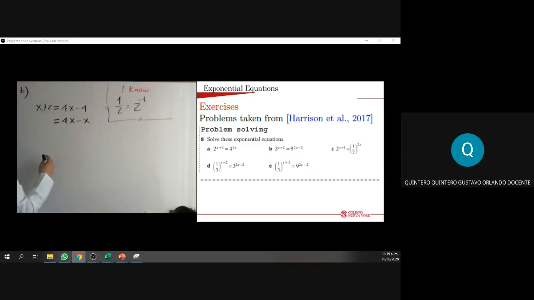From here, the 2 is already to the right, so I'm going to leave it there. To the left, sorry, it's already there, right? I'm just making a little bit of space to write down this number here.